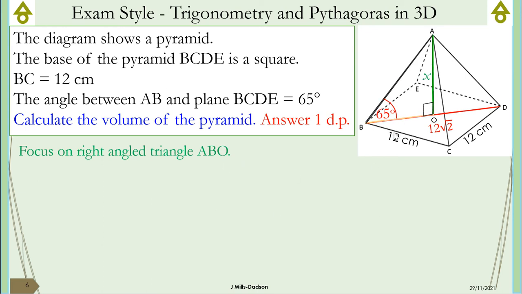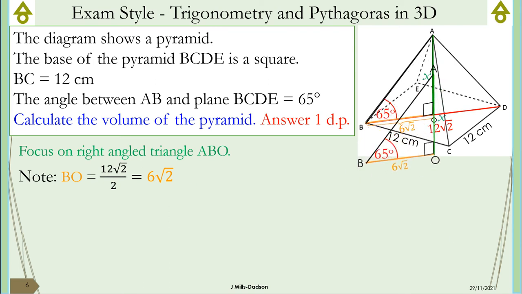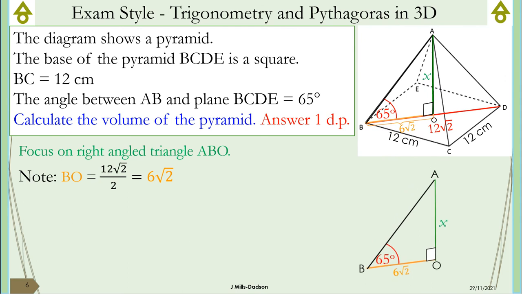So let's look at ABO. ABO, that's a right angle triangle. I want to work out the height, which I call X. I know BO is half of BD, so half of 12 root 2 is 6 root 2. So let's put ABO aside. So this is what we have.